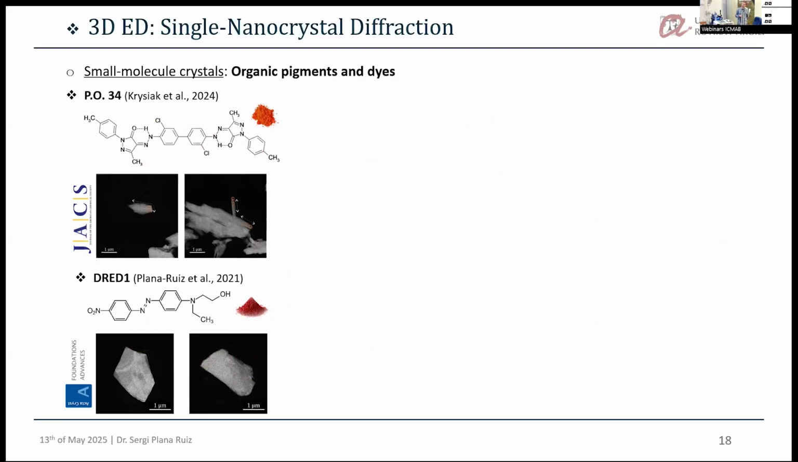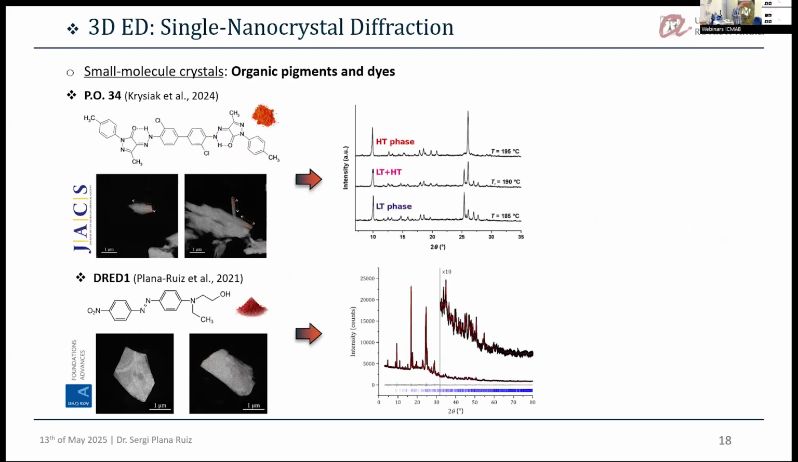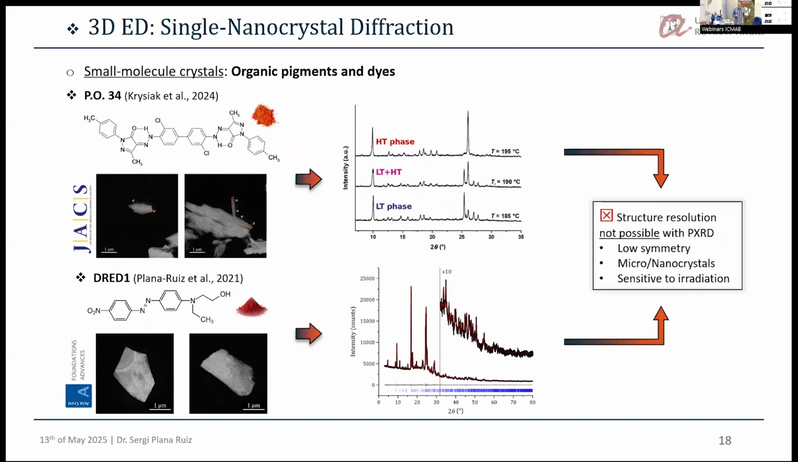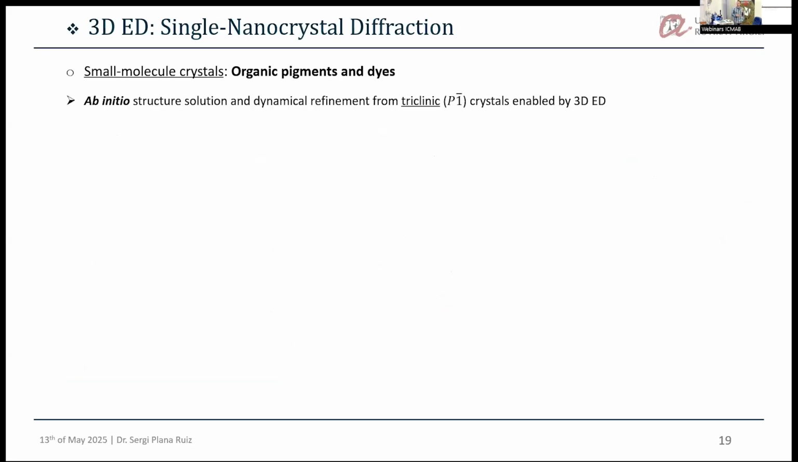And what you usually do is go for powder X-ray diffraction. And you get this kind of diffraction pattern. For the case of this orange pigment, we had even a high temperature phase. However, this was not possible to use to solve the structure. It was very low symmetry. The crystals were nanocrystals, and the sample was also sensitive to irradiation. So what do we do? 3D, of course. So you acquire 3D data from this kind of crystals. We could retrieve ab initio the structure models of these. So this was a triclinic crystal system in P-1.